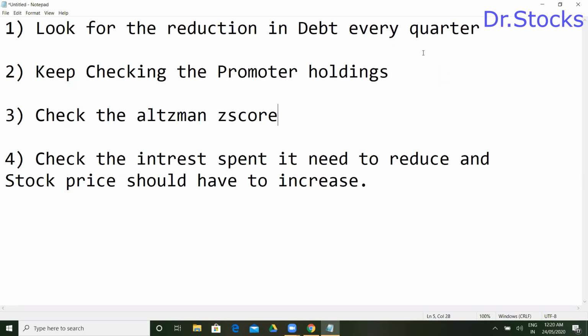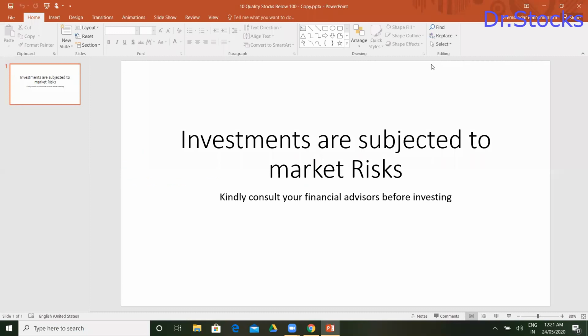We have a strong disclaimer. Investments are subject to market risk, so kindly consult your financial advisor before investing. And one more important thing: I am an investor in Reliance. I am holding some stocks in Reliance. That is also an important thing to note.